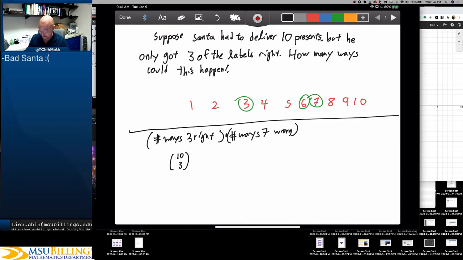And now the 7 wrong that remain, these 7 elements, have to be rearranged in such a way that none of them get their own present back. So this is itself a derangement, specifically a derangement on 7 elements, and it will always be a derangement on 7 elements no matter which 3 of these we choose to get their correct label.